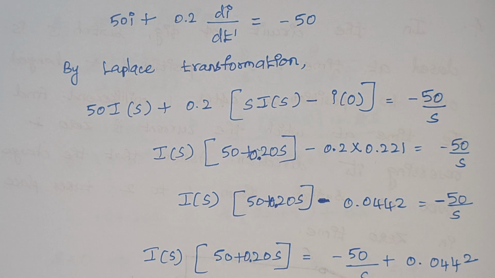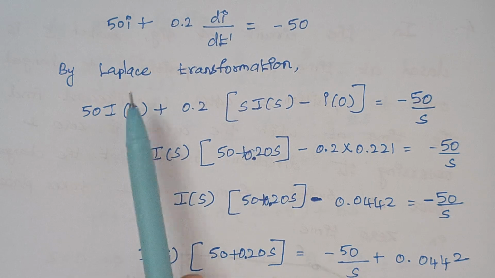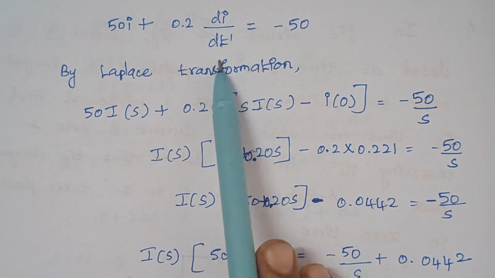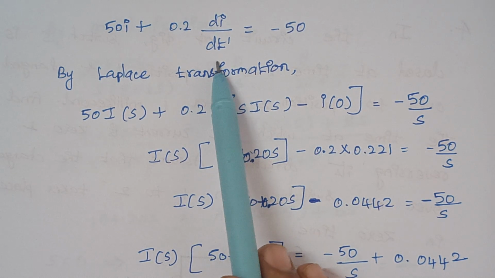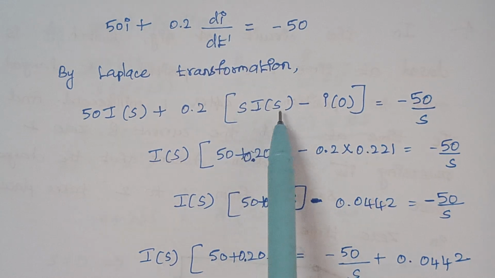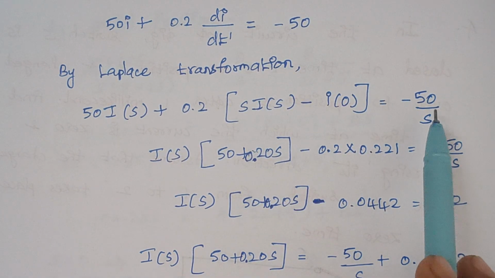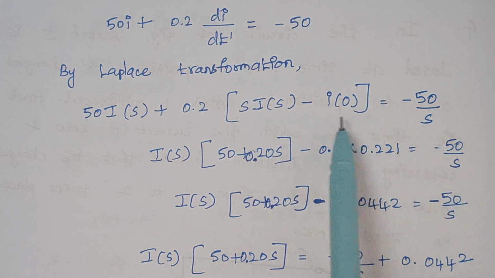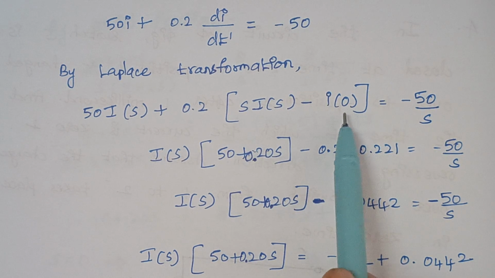Again, we are going to take Laplace transformation. So when you take Laplace transformation, I becomes I of s, and di by dt dash, because in order to make a difference here we are denoting it as dt dash. Right. So it is 0.2 into s into I of s minus I of 0, and here this minus 50 becomes minus 50 by s. Right. So here the value of I of 0 is 0.221.